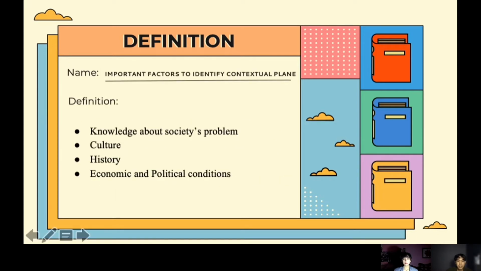These are the important factors to identify contextual plane. First, knowledge about society's problems, culture, history, economic and political conditions. Broad knowledge about the society's problems, culture, history, and its economic and political conditions are important to identify the contextual plane. With this comes knowledge of philosophies, culture, local, and national arts. We have been strongly influenced by the Western and other Asian cultures from the past that greatly affected our symbolic systems in the Philippines, from colors, language, shapes, sizes, as well as the beliefs of Filipinos.